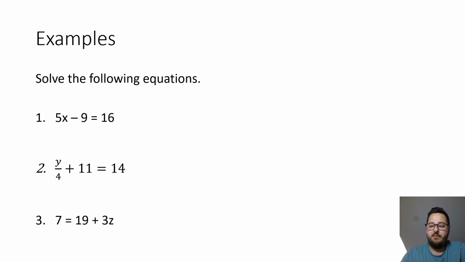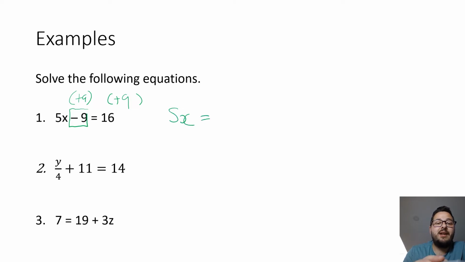Let me just do the first one as an example, and then I'll let you have a go. So the first thing we want to do is the subtraction. We've got minus 9, so we want to do the opposite, which is add 9 to both sides. So for the first step, we're going to add 9. On the left, we're just left with 5x. And on the right, we've got 16 plus 9, which is 25. So that's the first step.